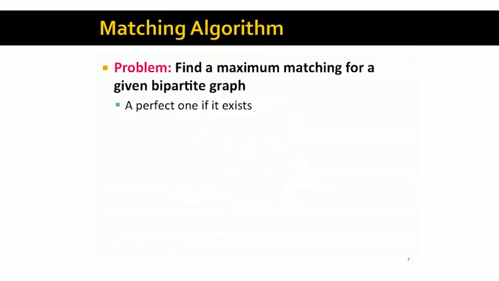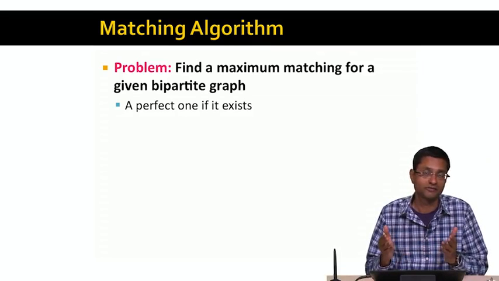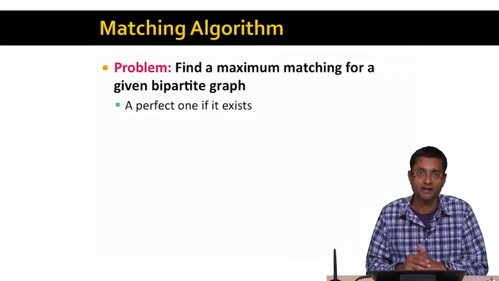Now, the goal of the bipartite matching problem is to find a maximum matching, since the maximum matching is not necessarily unique. The goal is to find a maximum matching for a given bipartite graph. And if the maximum matching happens to be a perfect one, we'll end up finding a perfect one. If not, it'll just be a maximum matching.